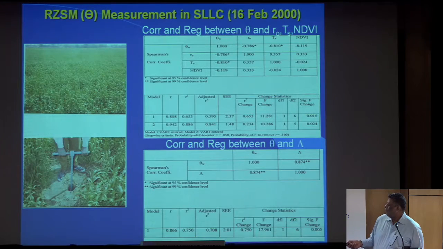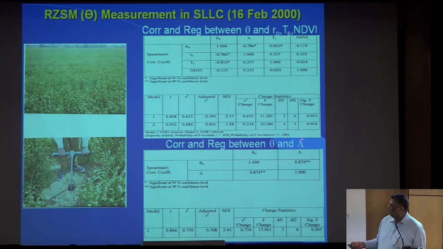partitioning. The another component which I said, root zone soil moisture, we found it is difficult. We tried several correlations between the remote sensing derived parameters like albedo, surface temperature and NDVI. We tried to establish the relationship, but it was not very good.